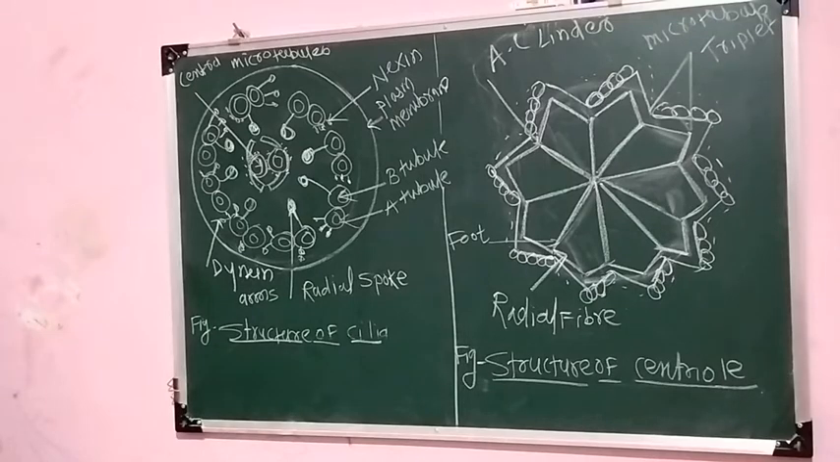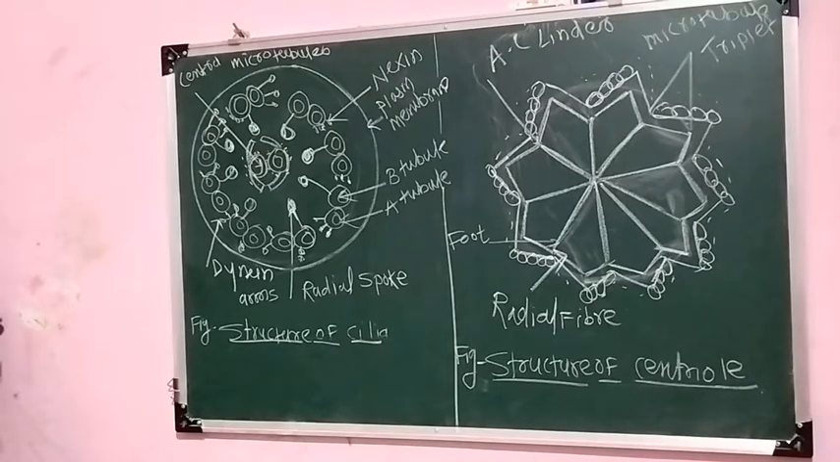I repeat my sentence: the cytoskeleton is a network of fibrils found in the cytoplasm of the cell. This network consists of three different things. First one is microtubules, second one is microfilaments, and the third one is intermediate filaments. Microtubules are made up of protein and tubules. Microfilaments are made up of actin, and the intermediate filaments are made up of fibrous protein.